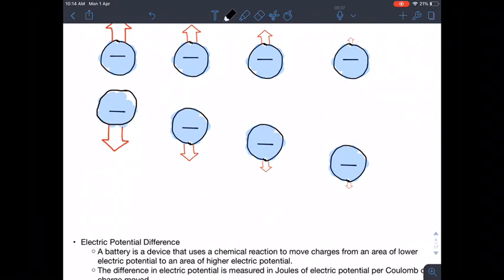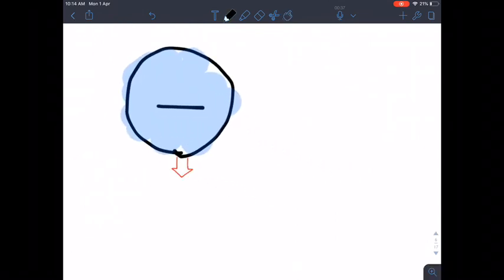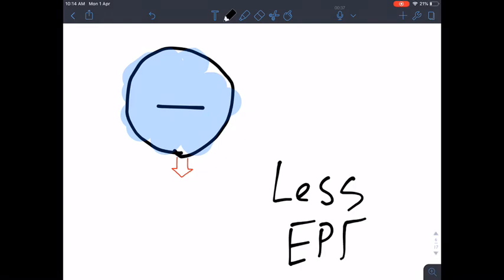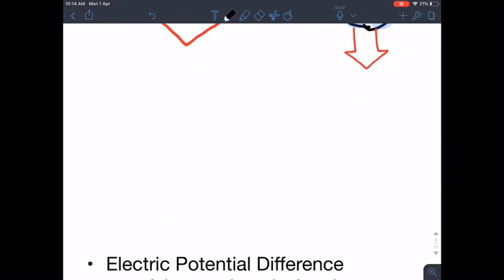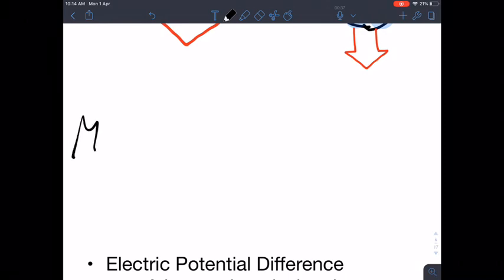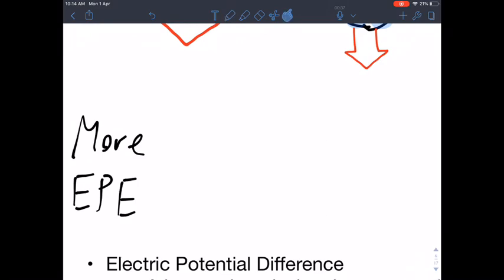Over here, where they're far apart, they have less electrical potential energy. Whereas here, they have more stored electrical potential energy.